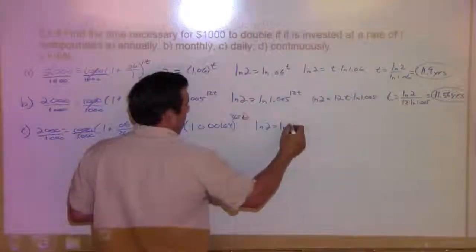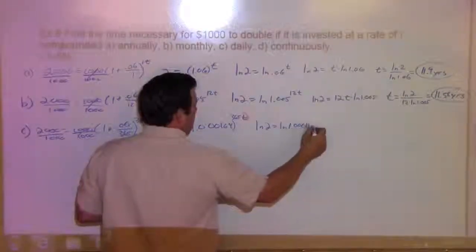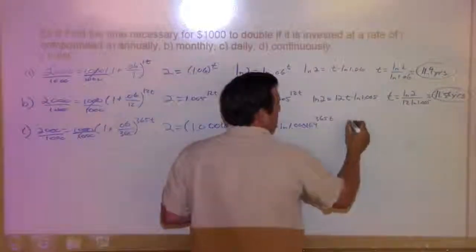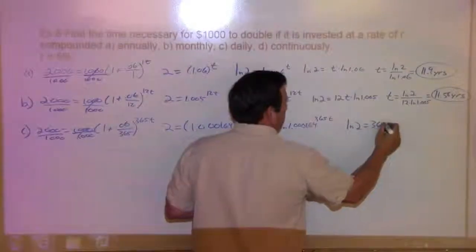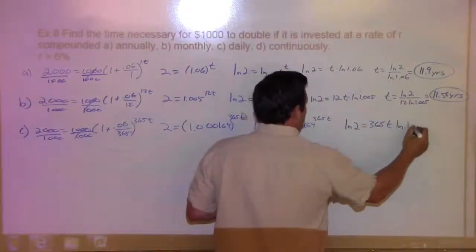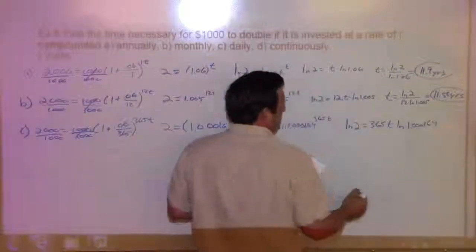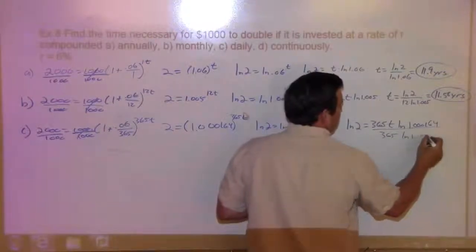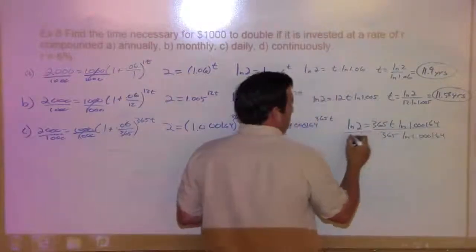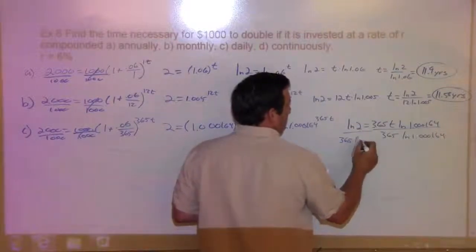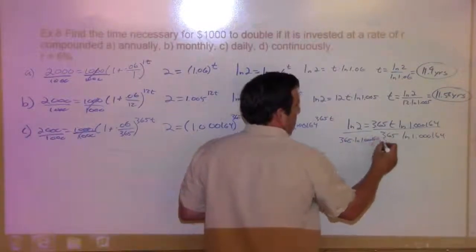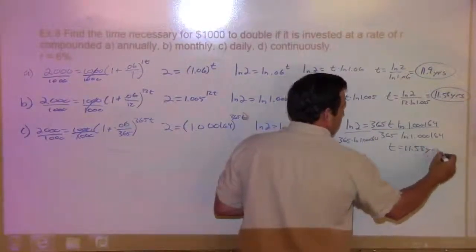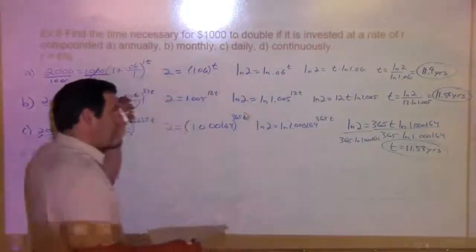Natural log of 1.000164 to the 365t. So natural log of 2 equals 365t times natural log of 1.000164. We'll divide both sides by 365 times natural log of 1.000164. And t equals, again, 11.58 years. Really not much benefit to going to daily in that case.